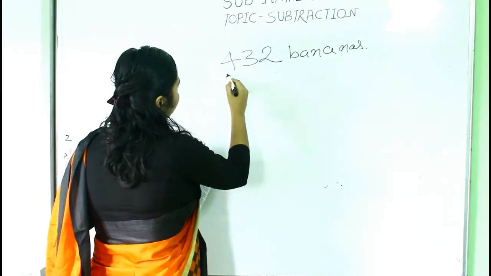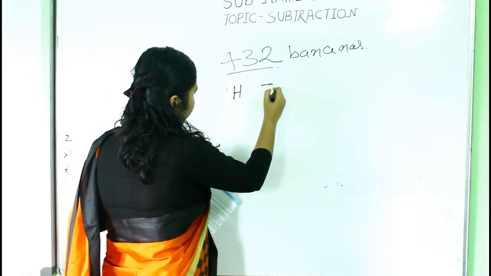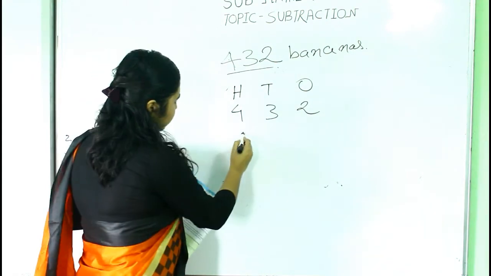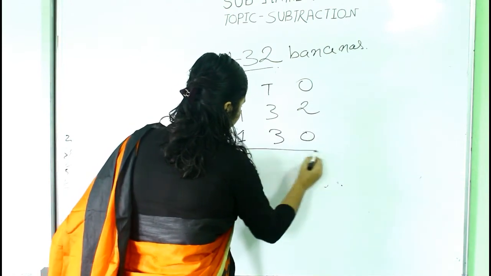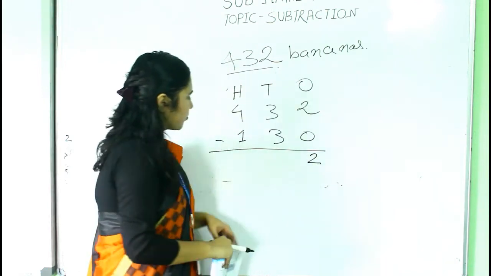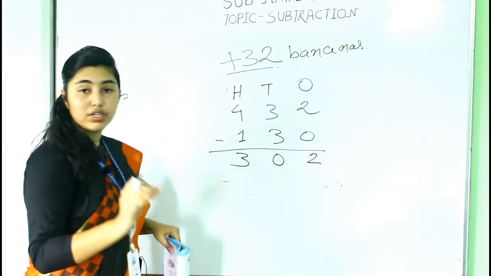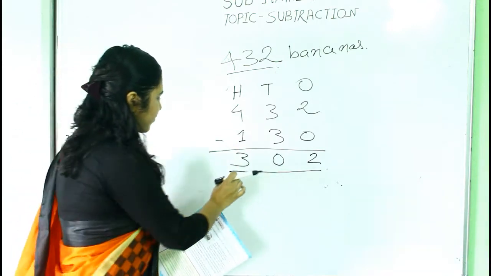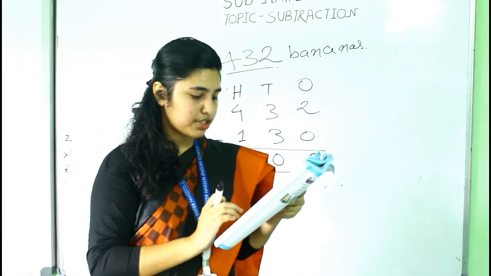So 432 is our bigger number. So take here up to 100's place. Put this bigger number first, then subtract 130 from 432. So here we will get 2, 3 minus 3 is 0, 4 minus 1 is 3. So now mother has 302 bananas. Now come to your next part.